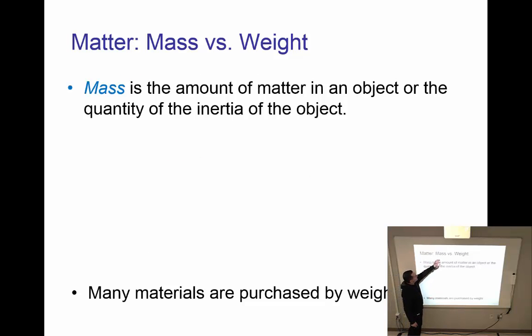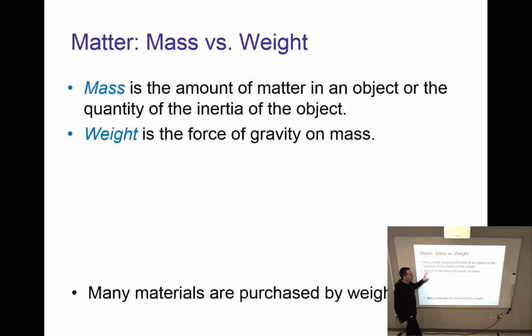When we do these types of calculations, we have to talk about whether we're going to be using mass or weight for our calculations, and then discuss again the differences between the two because they're not the same. Mass is the amount of matter in an object or quantity of the inertia of that object, as compared to weight, which is the force of gravity on mass.